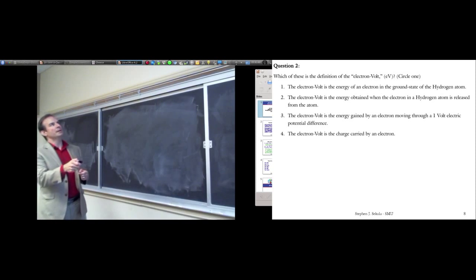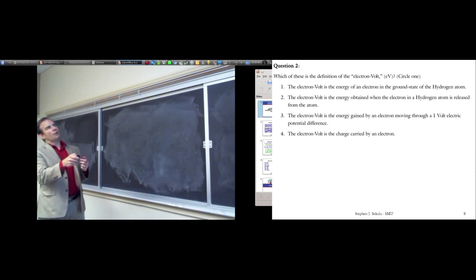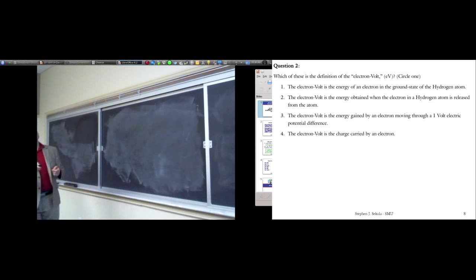Okay? All right, two. Which of these is the definition of the electron volt, or eV? This is a unit we're going to see a bunch in the class. I'll even give you guys some extra questions on it today. Okay? Is it one, the electron volt is the energy of an electron in the ground state of the hydrogen atom? Is it two, the electron volt is the energy obtained when the electron in a hydrogen atom is released from the atom? Is it three, the electron volt is the energy gained by an electron moving through a 1 volt electric potential difference? A few takers, okay? And four, the electron volt is the charge carried by an electron.